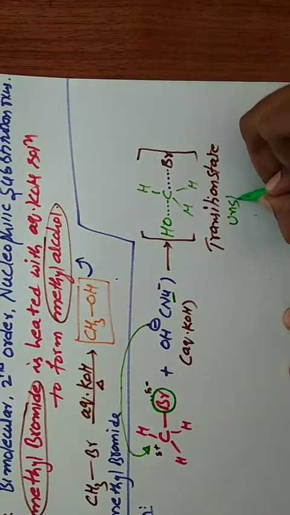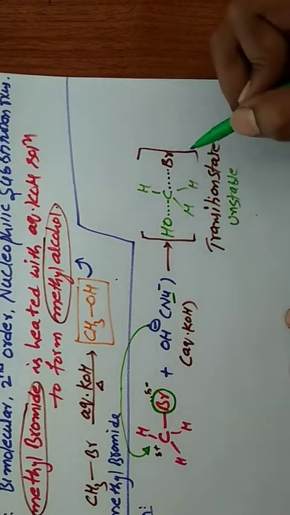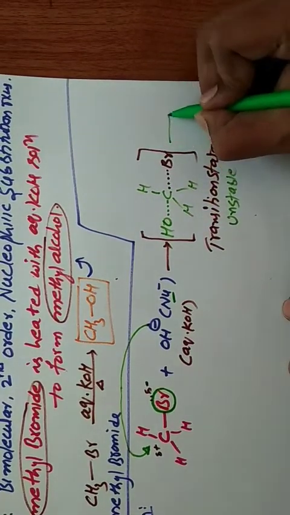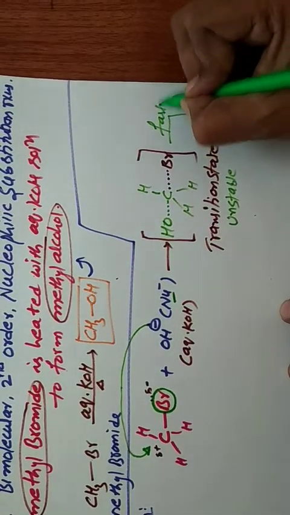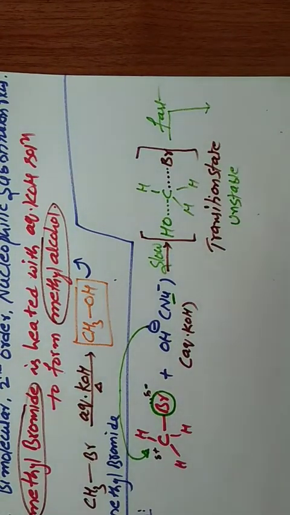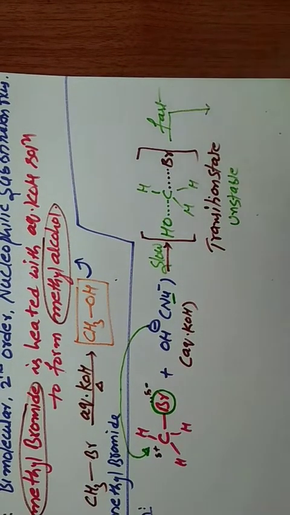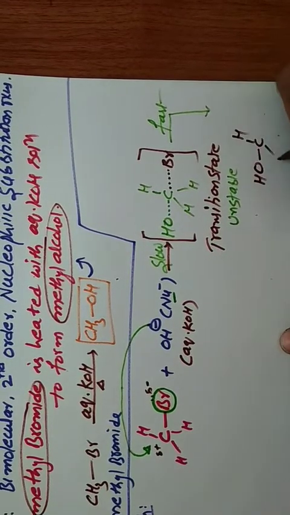In the fast step, this bond is completely broken, and we get OH, H, H plus Br minus. We can get the final product, methyl alcohol. So this is the reaction.